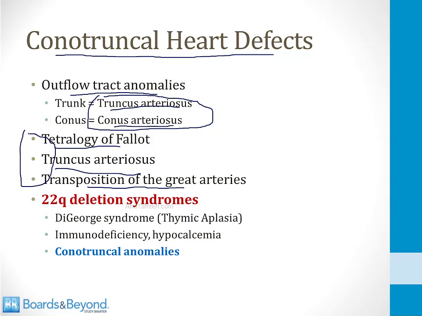And the classic condition in which conotruncal heart defects occur are the 22q deletion syndromes. One of these is DiGeorge syndrome, which is also called thymic aplasia. I discuss this in the genetics section. I also discuss it in the immunodeficiency video in the immunology section, but babies born with these genetic disorders have immunodeficiency and hypocalcemia, and they also classically develop any or a number of the conotruncal congenital heart anomalies. And that concludes our video on cyanotic congenital heart disease.